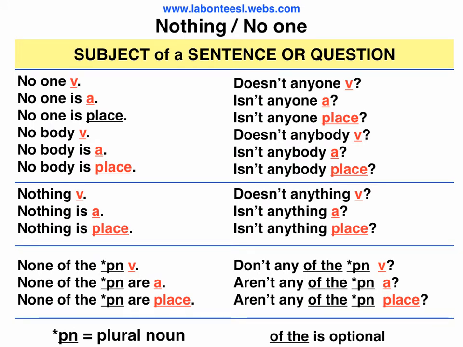Nothing and no one, as the subject of a sentence or a question. No one came. No one is happy. No one is here. Nobody went. Nobody is hungry. Nobody is over there.